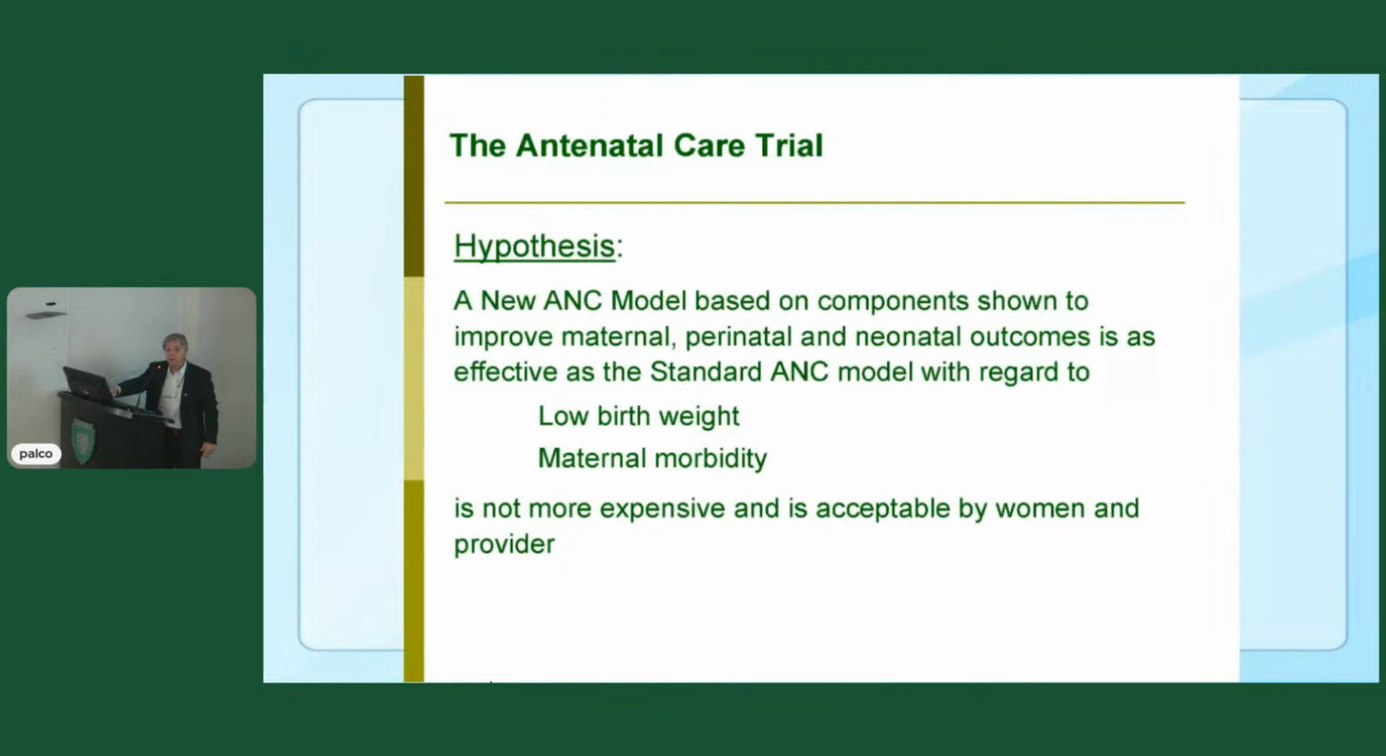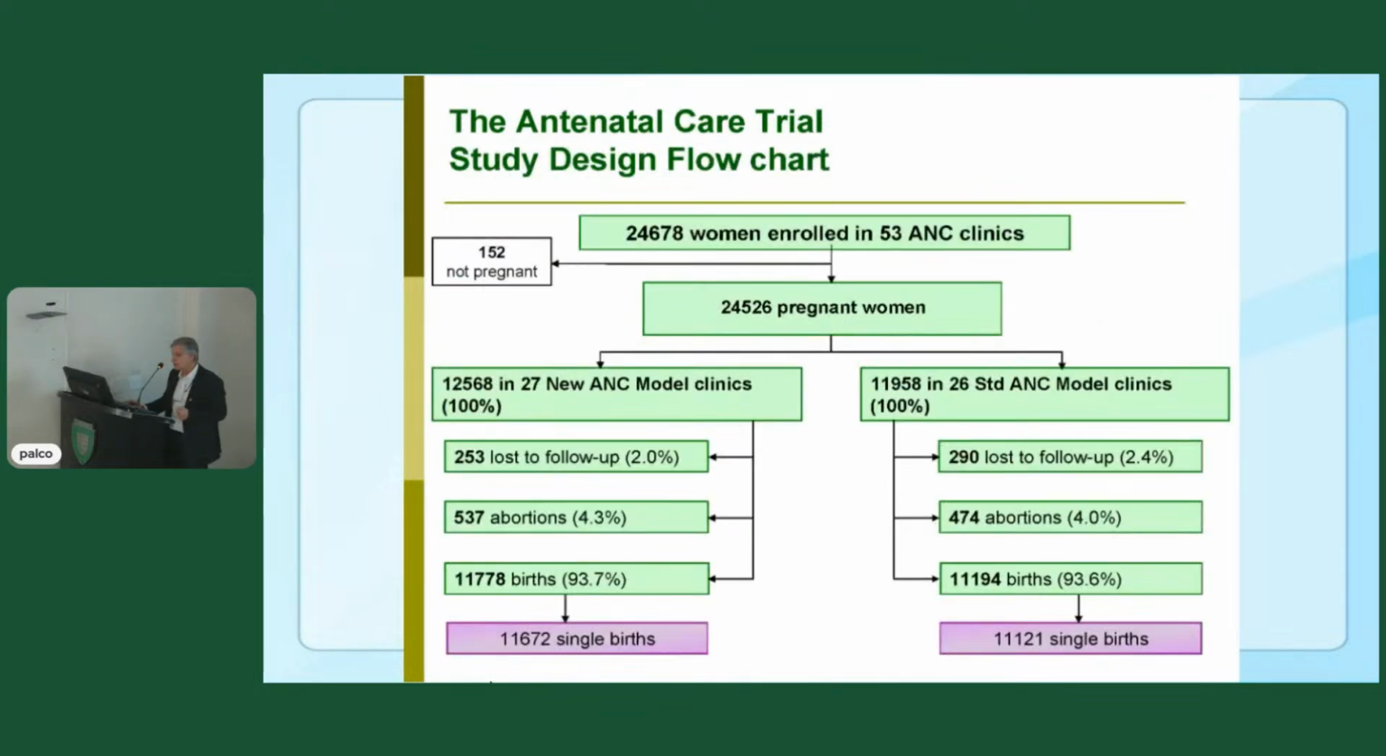So it's a little bit like hybrid one. Remember hybrid one, you have a randomized trial, your effectiveness trial, but you still measure cost and acceptability. So that's a hybrid one. You get a little bit of that. So here's your design. The antenatal care trial study design flow chart.